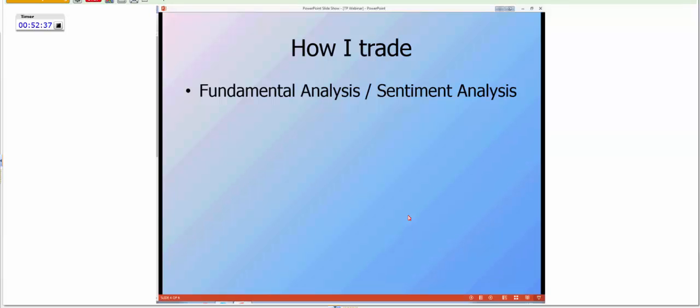If you're a day trader, you want to be trading the sentiment with the fundamentals in the back of your mind. If you're a swing trader or a position trader, you want to be trading the fundamentals with one eye on the sentiment. Okay, so they're the two ways we trade.